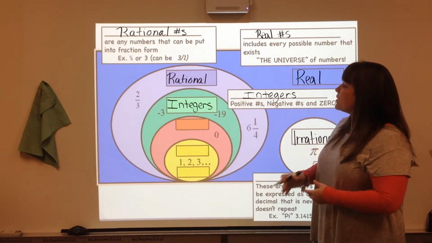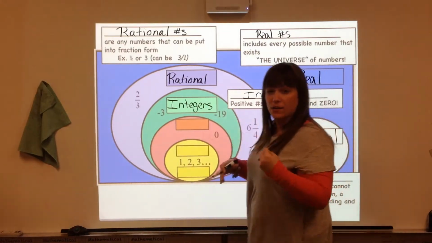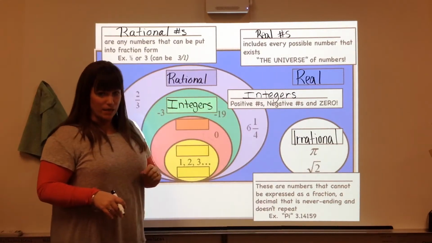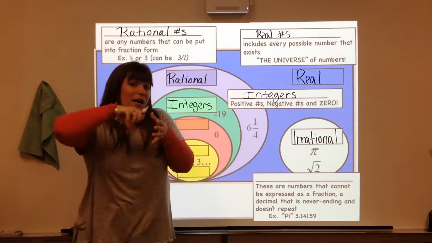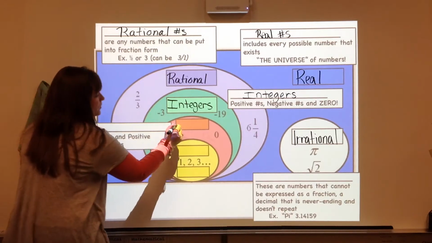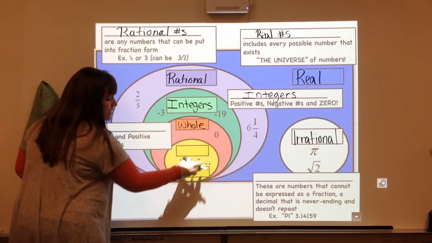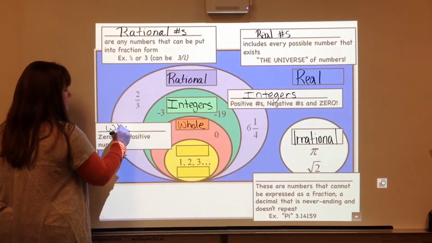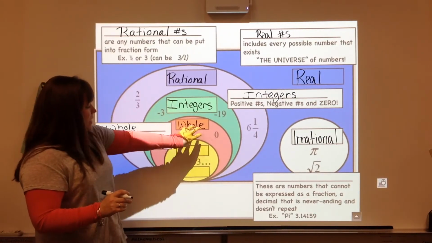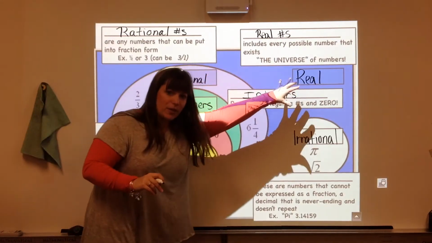So, within integers, we have just two different smaller categories. We have the negative numbers, those are in the green section, like -3, -19. But if we wanted to just tease out the positive numbers and 0, we would be dealing with whole numbers. So that's the red circle. Whole numbers include all the positives and that 0. So you can see we're getting more specific. So whole numbers, positive and 0, are a kind of integer, which is a kind of rational number, which is a kind of real number.